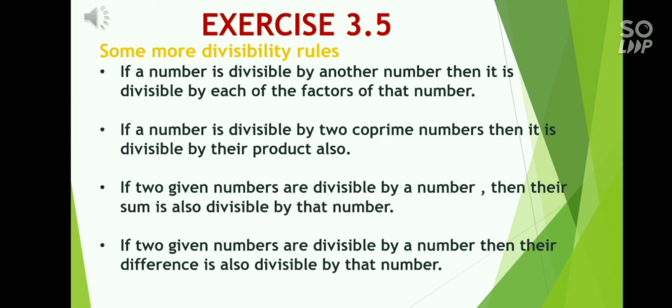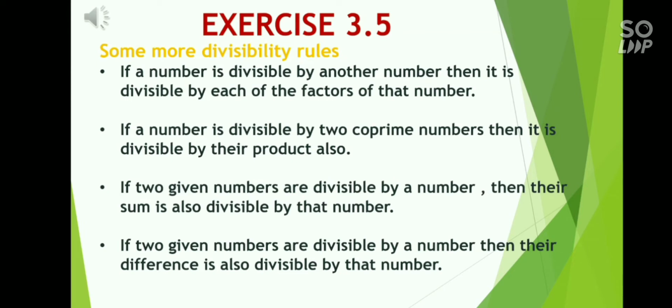Today we are going to see some more divisibility rules. If a number is divisible by another number, then it is divisible by each of the factors of that number. For example, 4 is divisible by 12, or you say 4 is divisible by 12. The factors of 4 are 2 and 1, and both these numbers are divisible by 12.